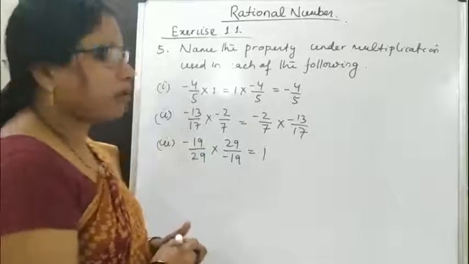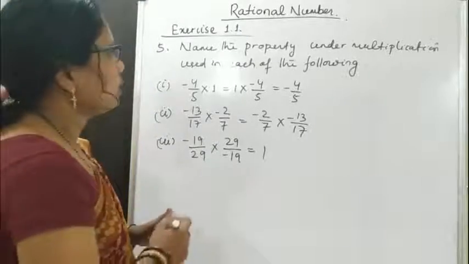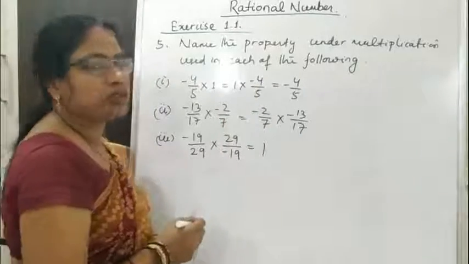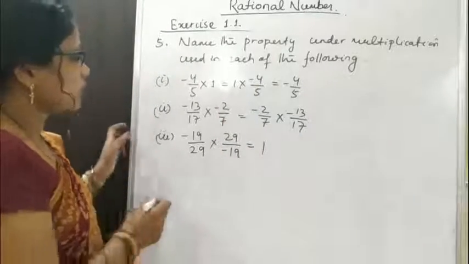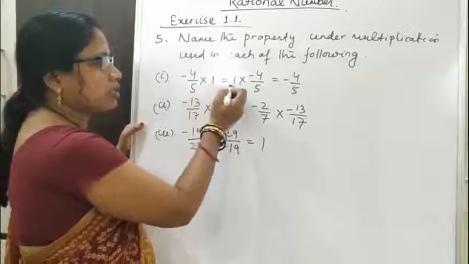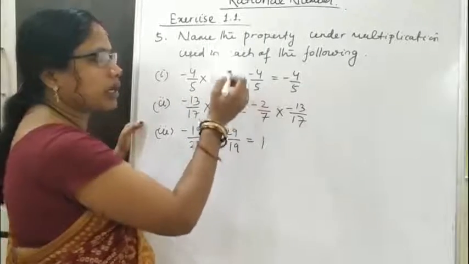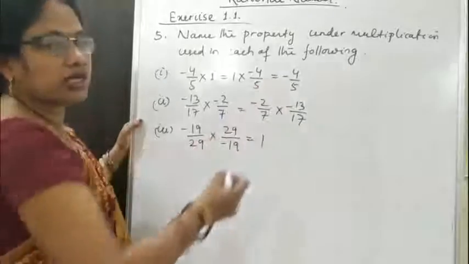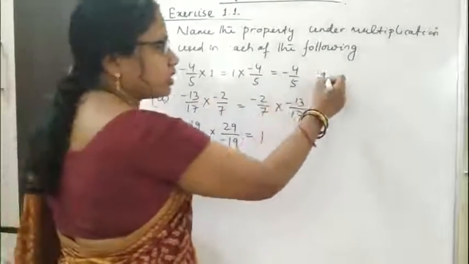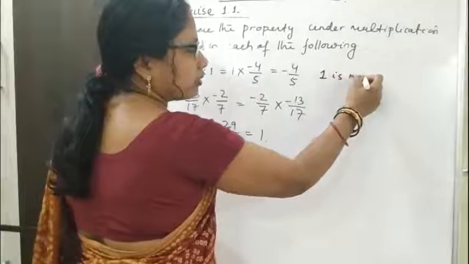Question number 5 of exercise 1.1. Name the property under multiplication used in each of the following. The first one, minus 4 by 5 multiplied with 1 is equal to 1 multiplied with minus 4 by 5. The answer is minus 4 by 5. So here 1 is the multiplicative identity.